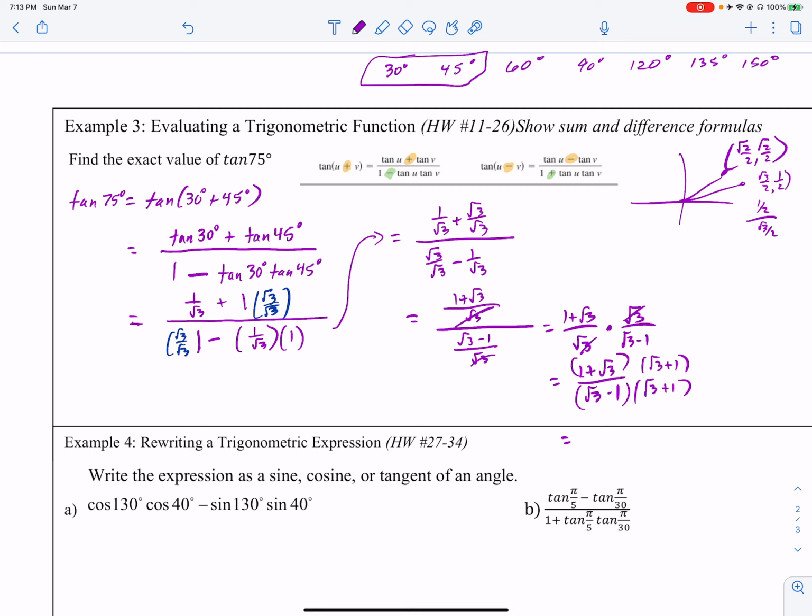And in the numerator, it's really a 1 plus root 3 squared, which is your 1 plus 2 root 3 plus 3. So that numerator becomes 4 plus 2 root 3. And the denominator, you just get 3 minus 1, because it's that a squared minus b squared. Part of this is just being able to go through and simplify.